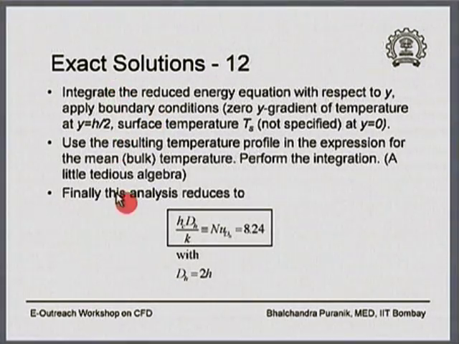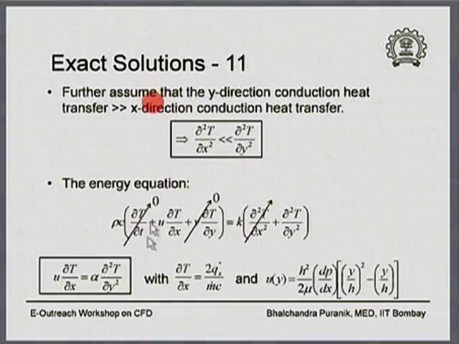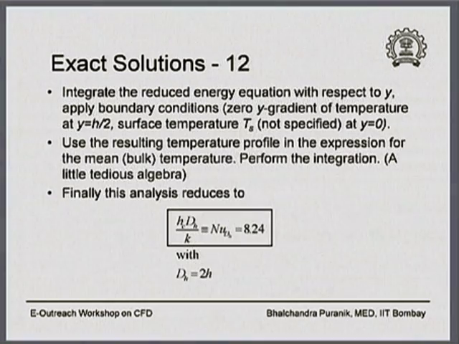So I have just outlined the procedure. This is actually a reasonable amount of algebra, and those who want to do it can do it at their leisure, but I do not want to do it right now. We integrate the reduced energy equation with respect to y, and since it is an integration with respect to y, we will do it twice. Having done that, we will have to eventually employ a couple of boundary conditions.